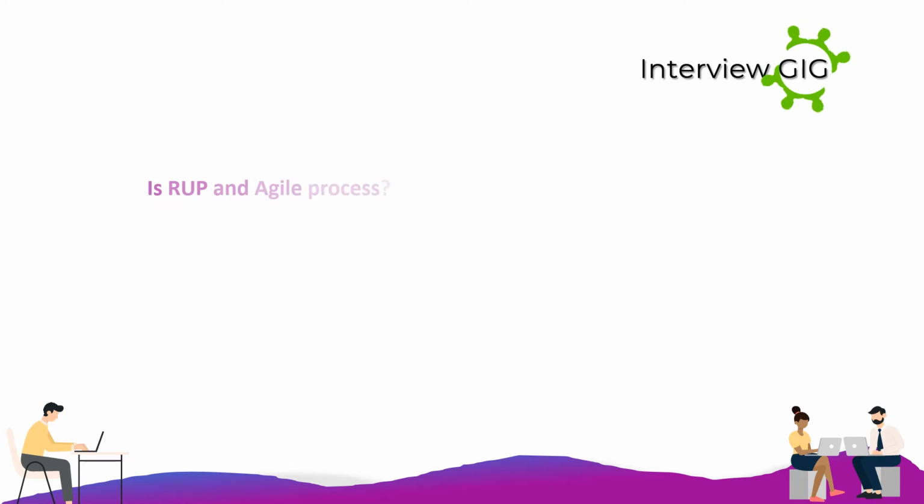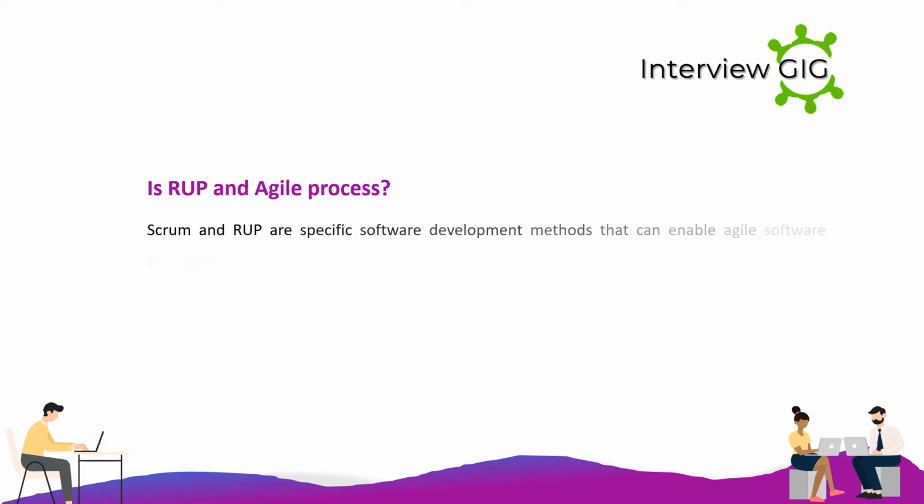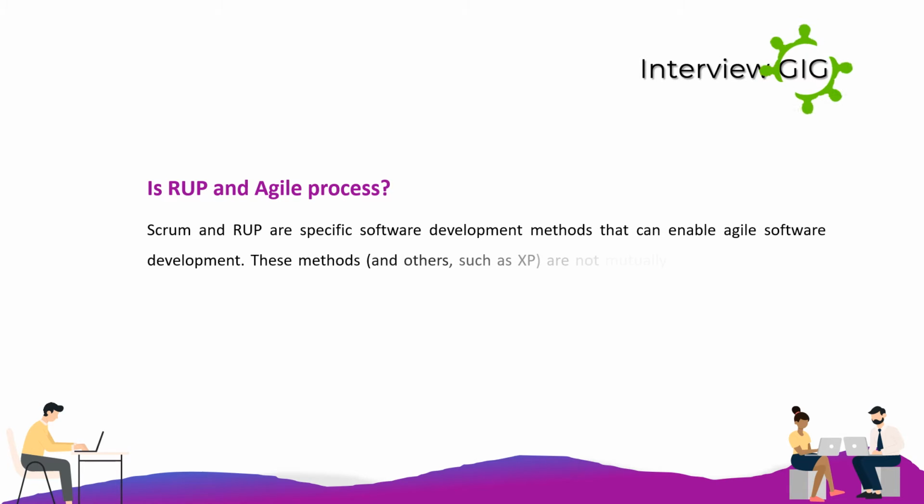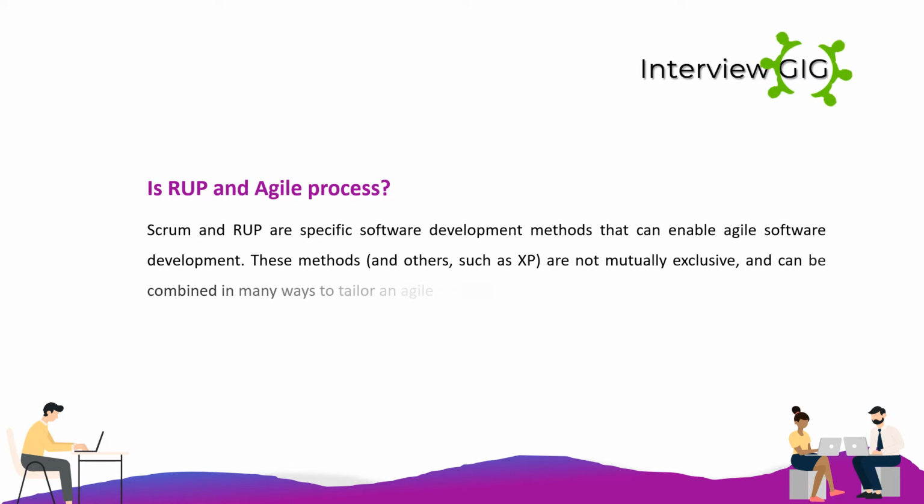Are RUP and Scrum Agile processes? Scrum and RUP are specific software development methods that can enable Agile software development. These methods, and others, such as XP, are not mutually exclusive, and can be combined in many ways to tailor an Agile process suitable for a particular project.